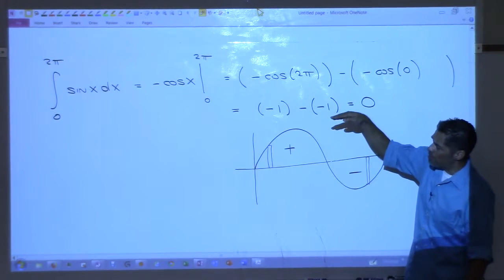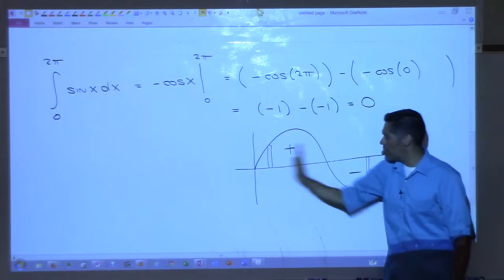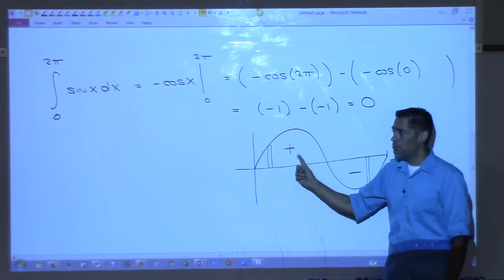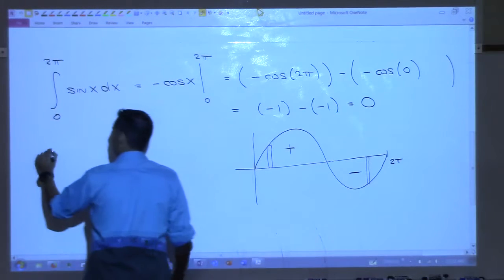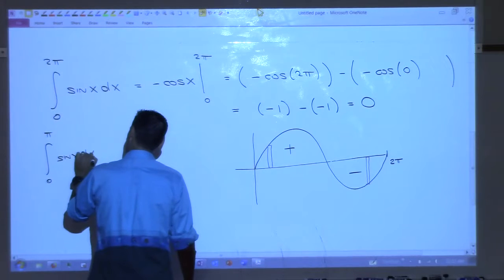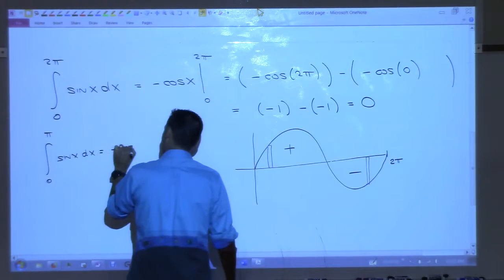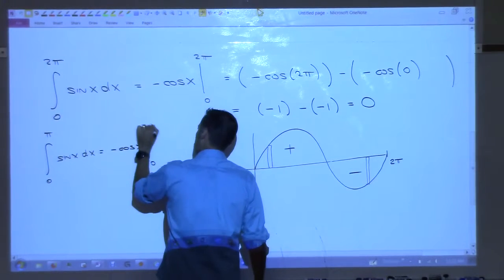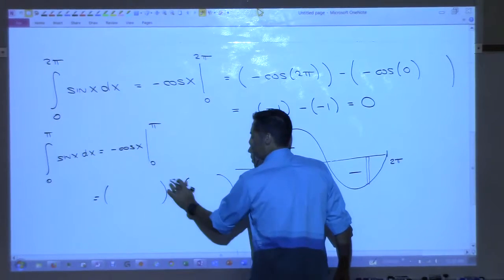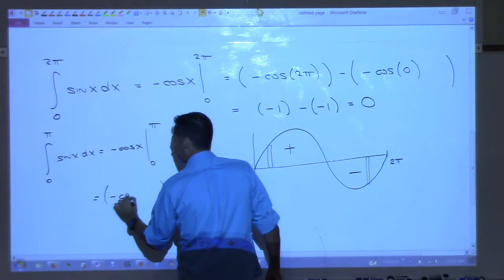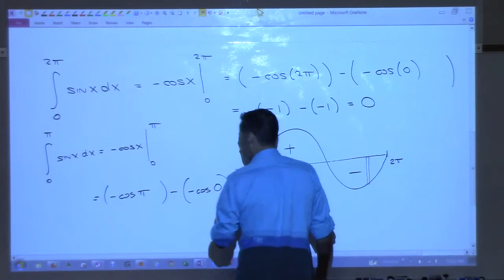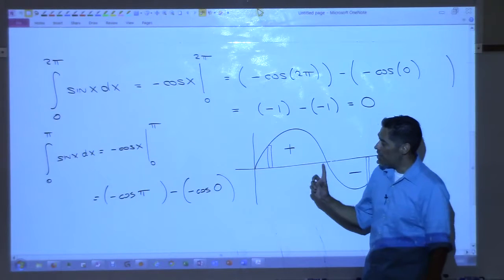Instead of 0 to 2 pi, why don't we go from 0 to pi and stop there? That should give us that area. So if we just change the problem, going from 0 to pi of sine x dx, we still have the same antiderivative. It's our evaluation points that are different. So now we go negative cosine of pi, and here negative cosine of 0. The only change here is this one right here.